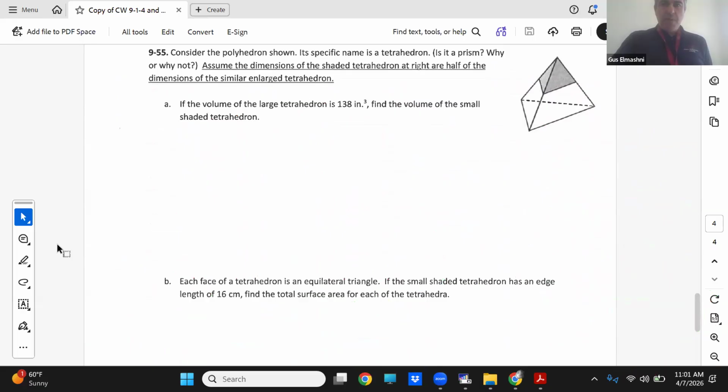So, consider the polyhedron shown. Its specific name is a tetrahedron. Tetra meaning 4. Is it a prism? Why or why not? Well, we'll talk about that in a moment. Assume dimensions of the shaded tetrahedron at right are half the dimensions of the similarly enlarged one. So the volume of the large is 138. Find the volume of the small shaded tetrahedron.